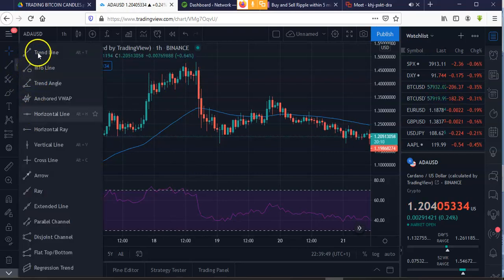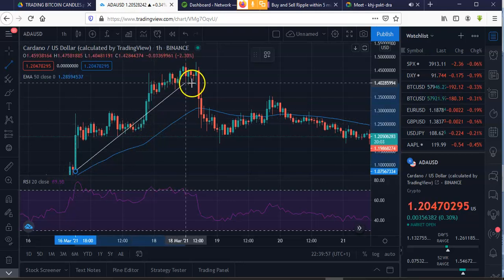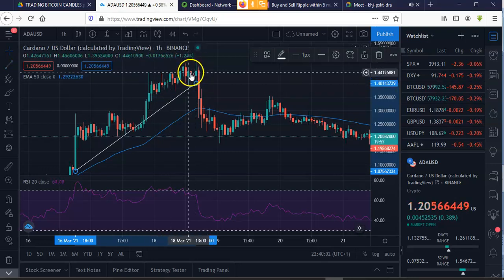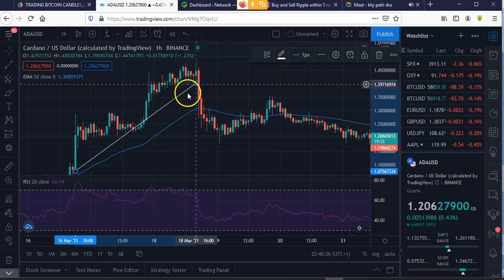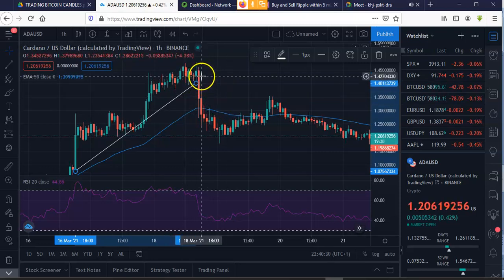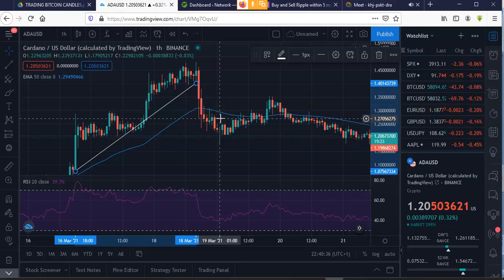If I use the trend line and draw a trend to show that the market has been going in the uptrend, and I begin to see these signs, I know that the market is going to take another direction. That means this uptrend is likely to be over. So if I'm trading this and I begin to see this, my next move will be to exit.